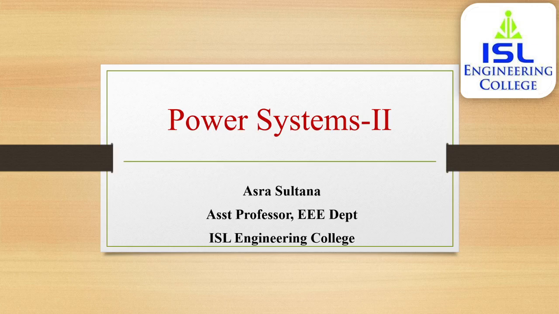Let us see short circuit kVA. The product of normal system voltage and short circuit current at the point of fault, expressed in kVA, is known as short circuit kVA. If V is the normal phase voltage in volts, I is the full load current in amperes at base kVA, and percentage X is the percentage reactance of the system on base kVA up to the fault point, then short circuit current ISC is equal to I into 100 by percentage X.